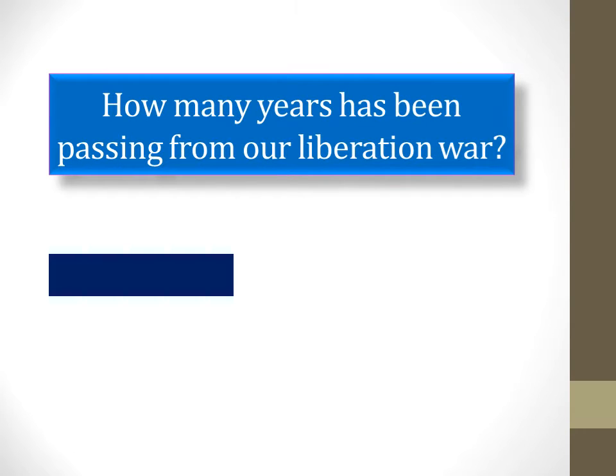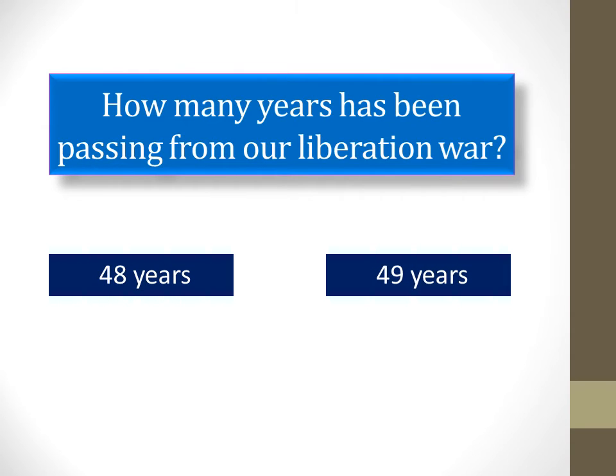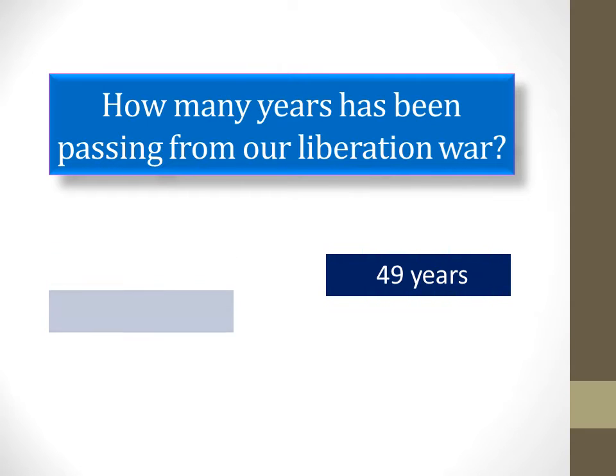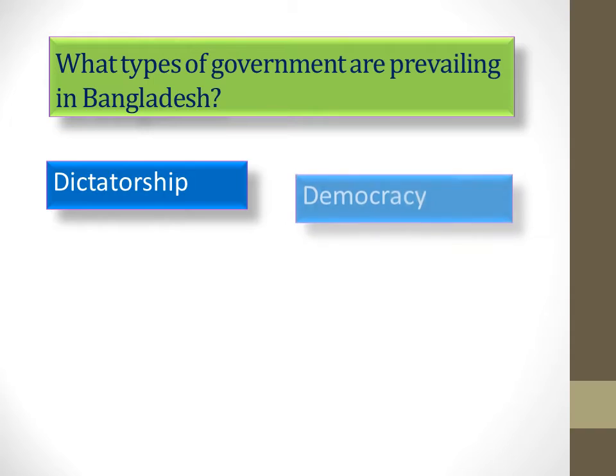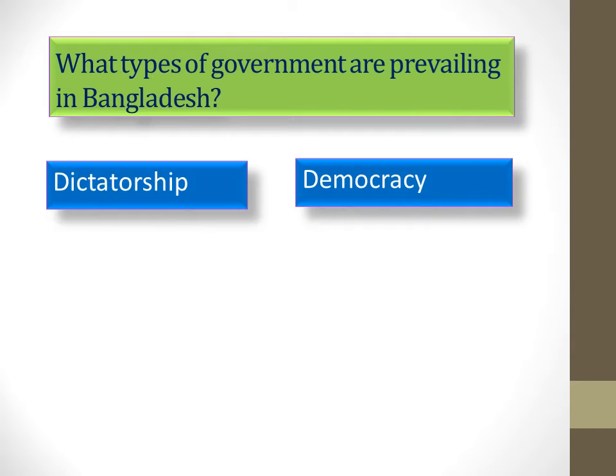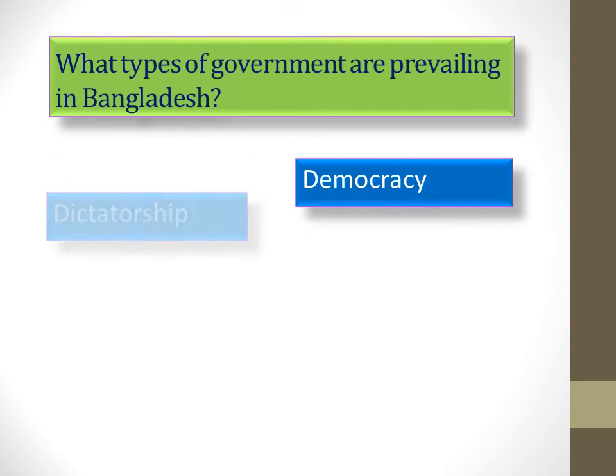How many years have passed since our liberation war? 48 years or 49 years? Yes, students, 49 years. What type of government is prevailing in Bangladesh? Dictatorship, democracy. Democracy is prevailing in Bangladesh.